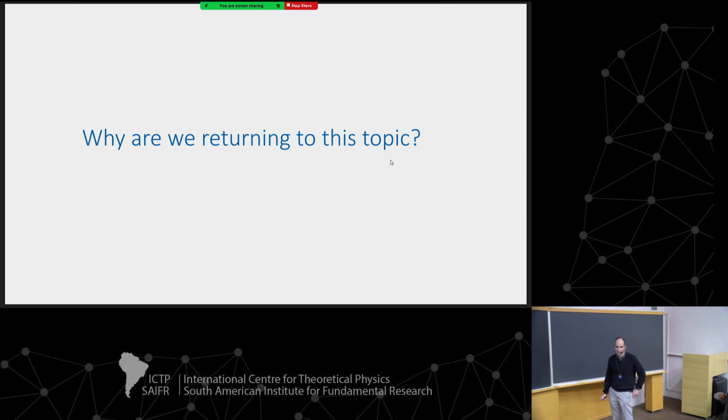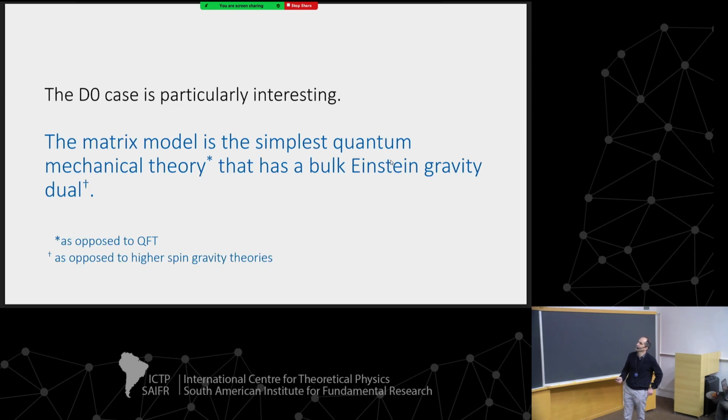Now, you can ask, why are we returning to this topic? And for me, the main reason is that the D0 brane case is particularly interesting because this matrix model is somehow the simplest quantum mechanical theory. By simplest quantum mechanical theory, what I mean is, as opposed to a quantum field theory that has UV divergences and is more complicated. So it's the simplest quantum mechanical theory that has a bulk Einstein gravity dual, where in the bulk we have a local theory like Einstein theory, as opposed to some weirder theory like higher spin gravity or some other thing like that.